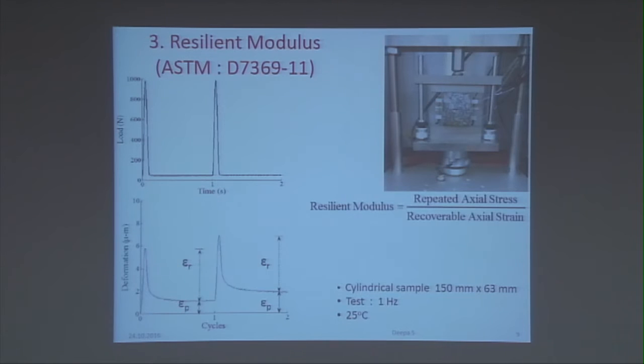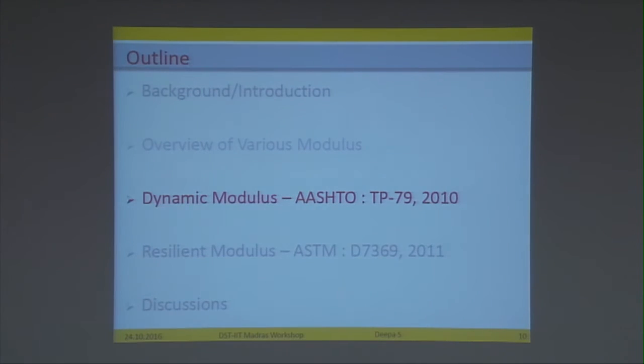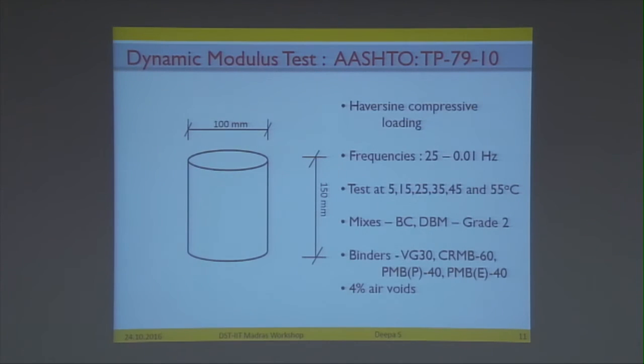And the resilient modulus is defined as the ratio of repeated axial stress to the recoverable axial strain. Since we have two types of recoverable strains, we can have two resilient moduli: one is the total resilient modulus and one is the instantaneous resilient modulus. As a part of the DST project, we have characterized the material based on both the dynamic modulus test and the resilient modulus test, and our further discussion will be confined to these two tests. Let me explain the test in detail.